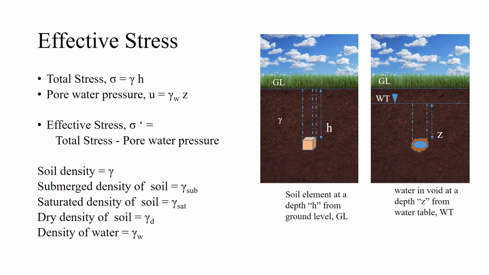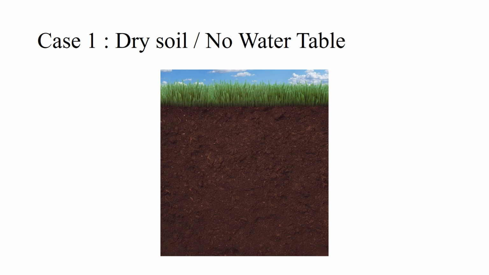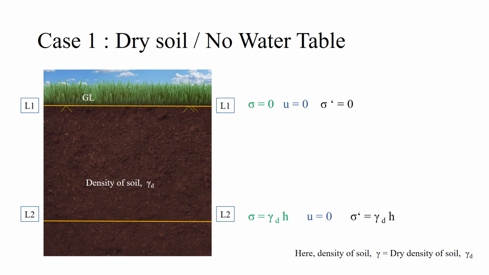Let's compute the effective stress for different cases. For that, we will take the density of soil as gamma, submerged density of soil as gamma sub, saturated density of soil as gamma saturated, and so on. The first case is for the dry conditions, that is, there is no water table. Since the soil is dry, the density of soil is taken as gamma d.